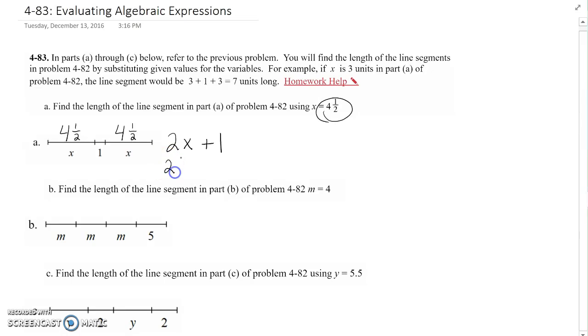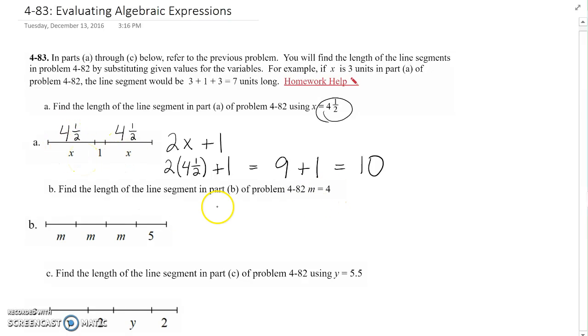Well, 2 4.5s make 9. So this ends up being 9 plus 1. And 9 plus 1 is 10. So that is the length of this distance if x was 4.5.